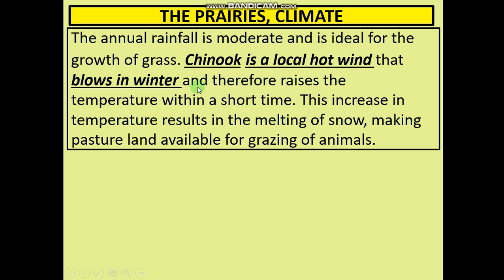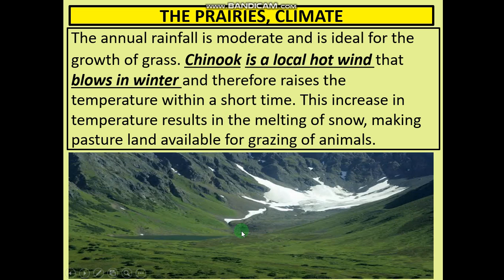The annual rainfall is moderate. Moderate means neither too much nor too less. And this is the rainfall which is ideal for the growth of grass. This is a perfect condition for growing grass, because when it is too rainy, the grass will obviously grow, but a point will come when it will start rotting. And too little rainfall will also be bad, the grass will dry up.